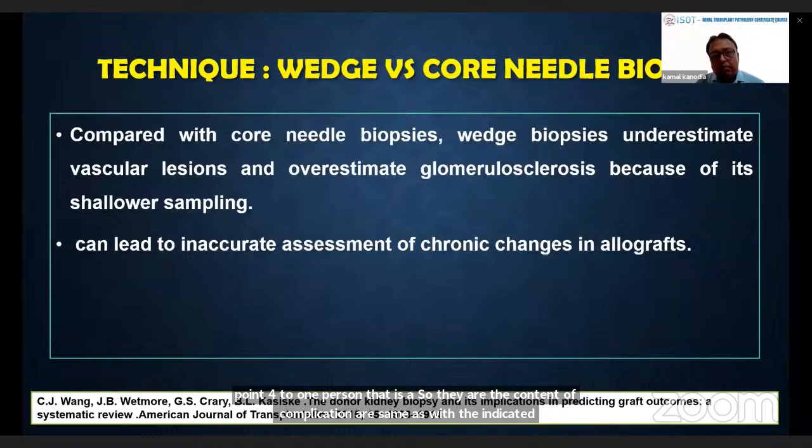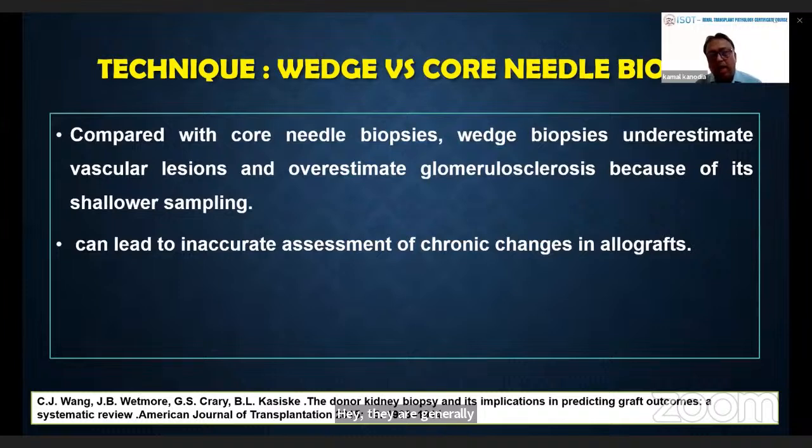Now there is some difference in the technique and procedure, whether it should be a wedge biopsy or the core needle biopsies. As we know, most of the biopsies performed are needle biopsies, percutaneous needle biopsies. But at the time of implantation, surgeons prefer to take the wedge biopsy. So these wedge biopsies are superficial biopsies, and they are generally just from the subcapsular region.